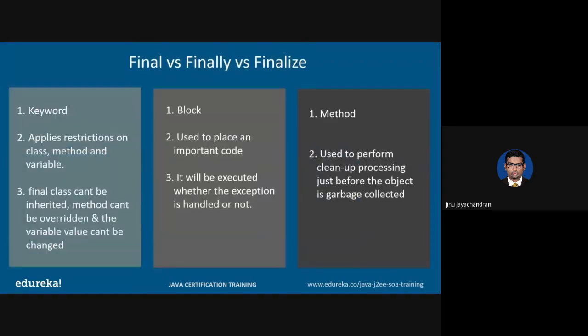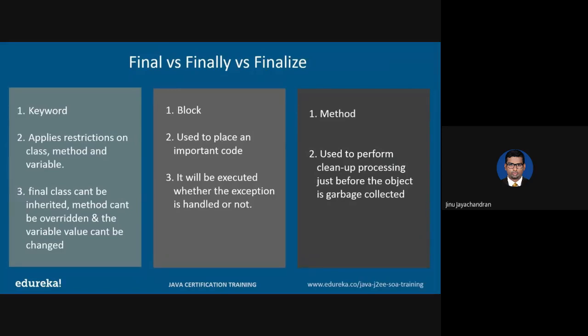So final is a keyword, finally is a block as we saw, and finalize is a method. Final is used to apply restrictions on classes, methods, and variables. But finally is used to place important code. And finalize is used to perform cleanup processing just before the object is garbage collected.